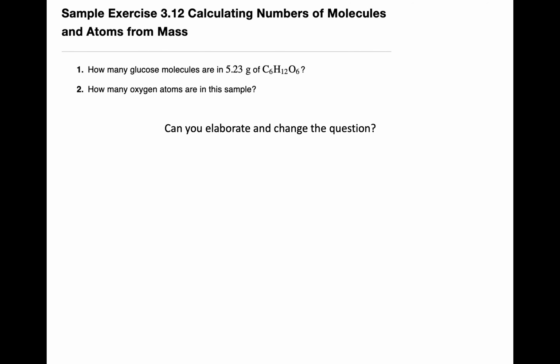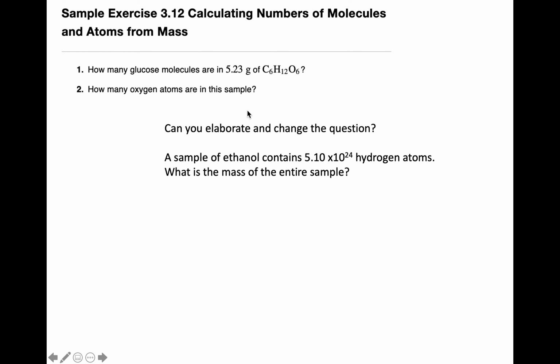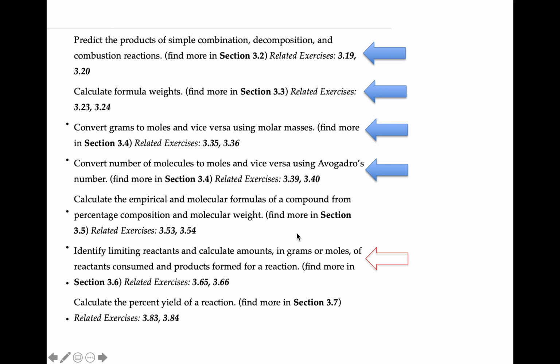The idea of taking the question and then elaborating on it, that's another thing that you can do. What do I mean by elaborate? Can you take and change what was there and make a similar problem but ask in a different way? In this one, well, what if we ran it in reverse? A sample of ethanol contains a certain amount of hydrogen atoms. What would be the mass of it? So I'm just trying to think about what was given, but change it around a little bit.